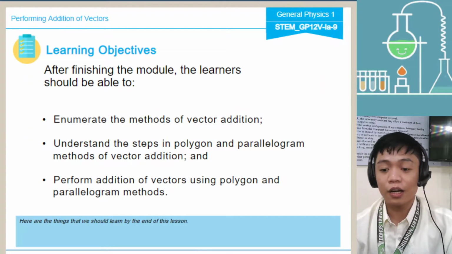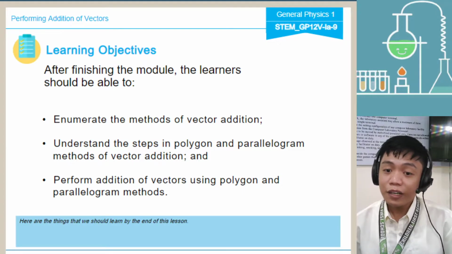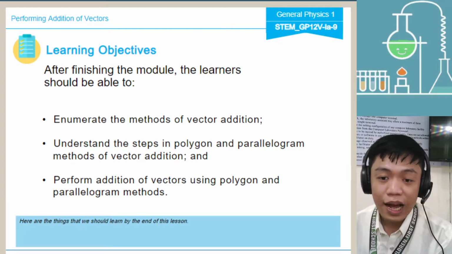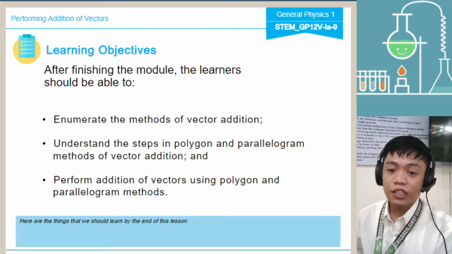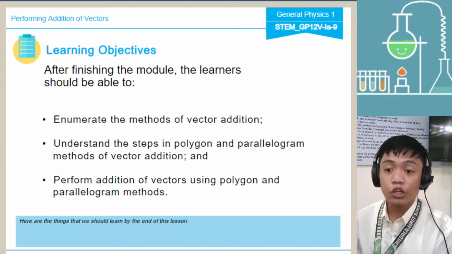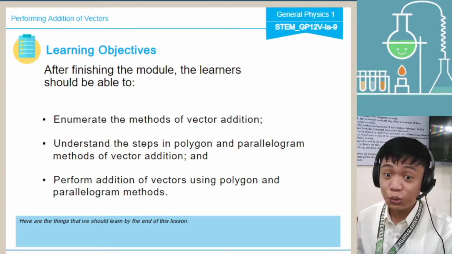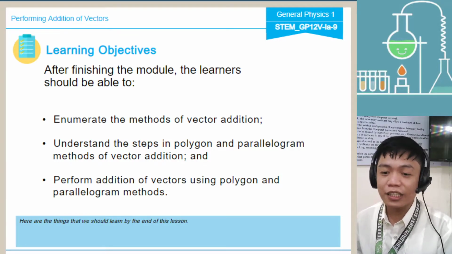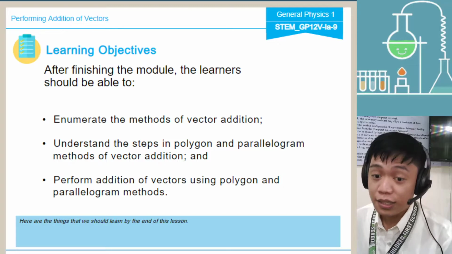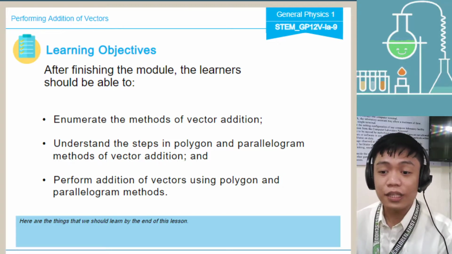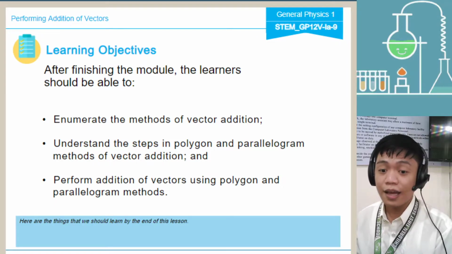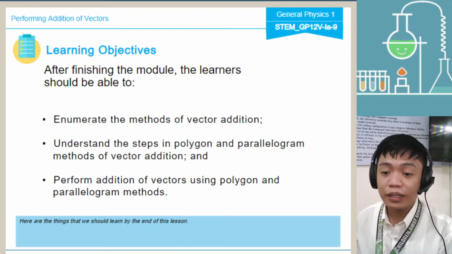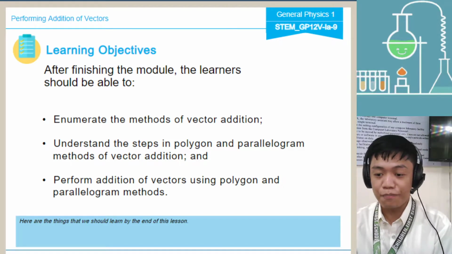Before we start with our lesson proper, we are going to see the learning objectives for this lesson. After finishing the module, you should be able to, first, enumerate the methods of vector addition. Second, understand the steps in polygon and parallelogram methods of vector addition. And third, perform addition of vectors using polygon and parallelogram methods.